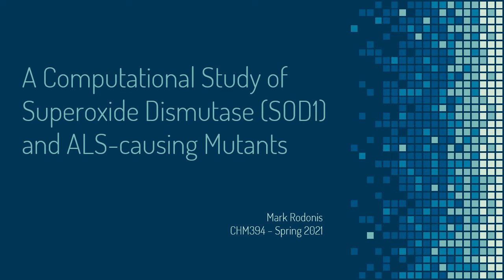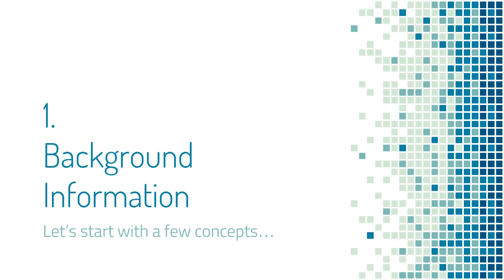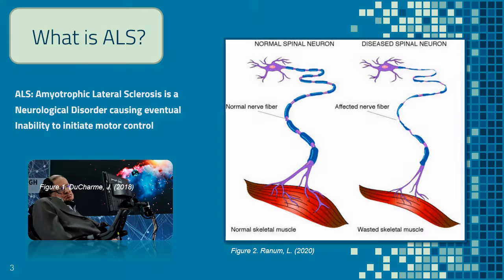Hi, I'm Mark Rodonis, and I'm a biochemistry student at Arizona State University. This is a computational study of superoxide dismutase and ALS-causing mutants. Let's start with some background information.